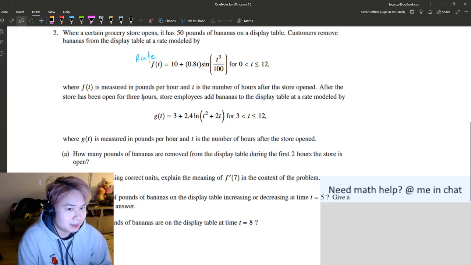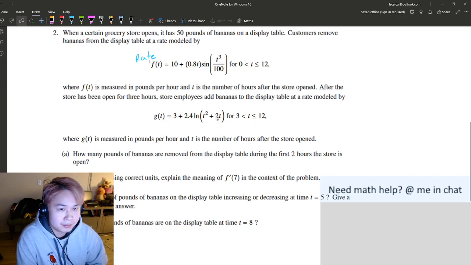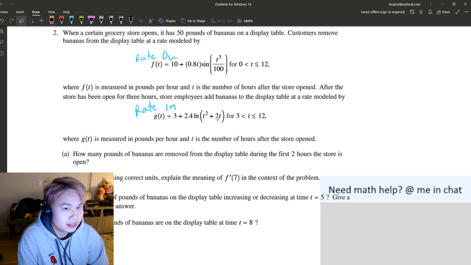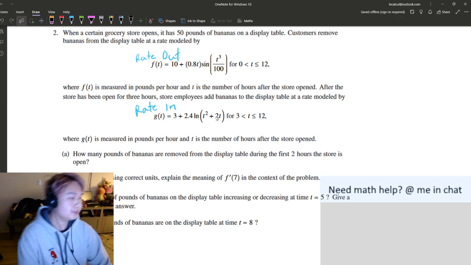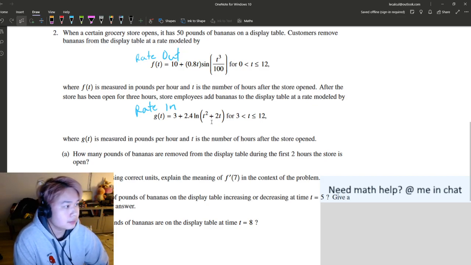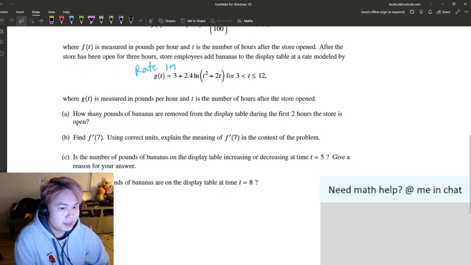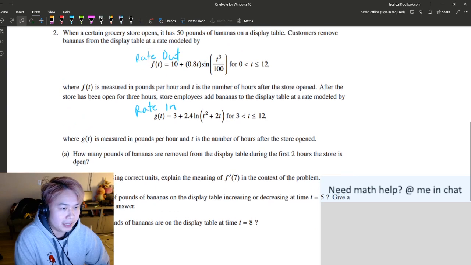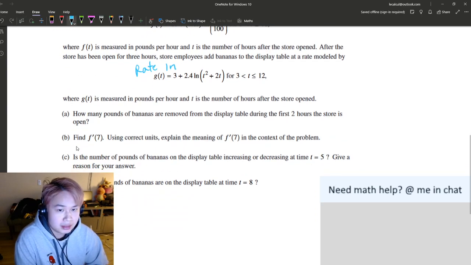And then after the store has been open for 3 hours, store employees add bananas. So you see here's a rate of bananas. So I guess the bananas going in, bananas going out. Okay, so how many pounds of bananas are removed from the table during the first 2 hours the store is open? So we just integrate from 0 to 2 of the rate going out.